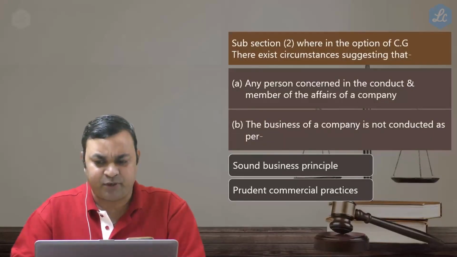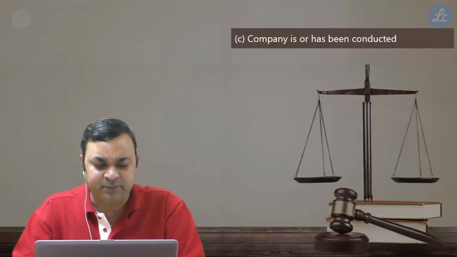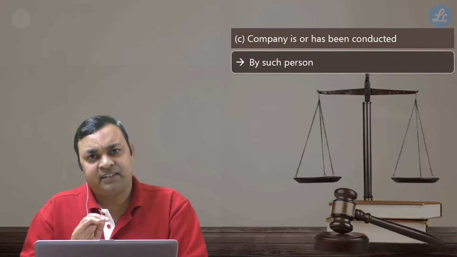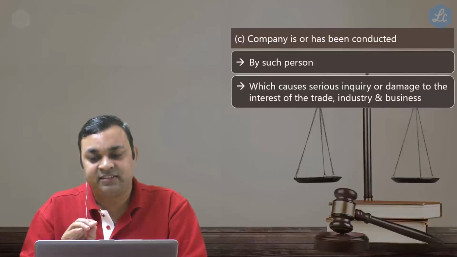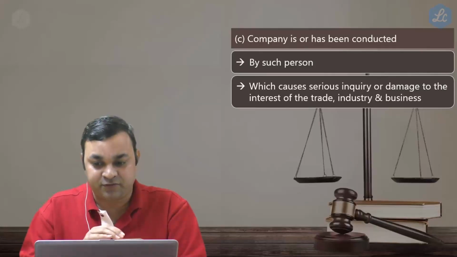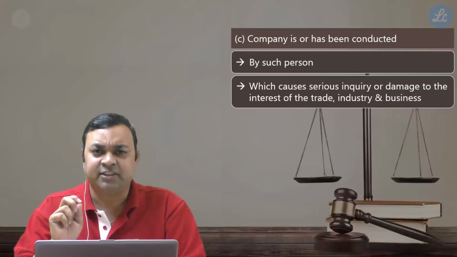This is the second point. Now, the third point talks about a company's business being conducted by any person, and if that person is going to conduct the business in a way that will cause serious damage to the interest of trade or business or industries, right? So this is the third point.